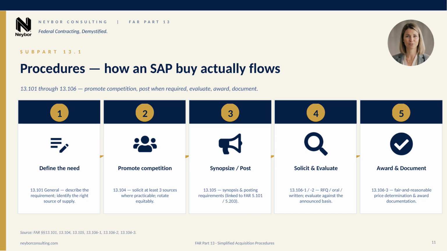Step 3. Synopsize and post when required. Section 13.105 ties back to FAR Part 5. The synopsis rules in 5.101 and the public posting rules in 5.203. Most SAP actions above $25,000 must be posted to SAM.gov. Step 4. Solicit and evaluate. The RFQ can be written, oral, or even just a phone call for very small buys, and the evaluation must be against the basis announced in the solicitation. Step 5. Award and document. Under 13.106-3, the contracting officer must determine that the proposed price is fair and reasonable and must document the basis for that determination. This is where most audit findings actually land.